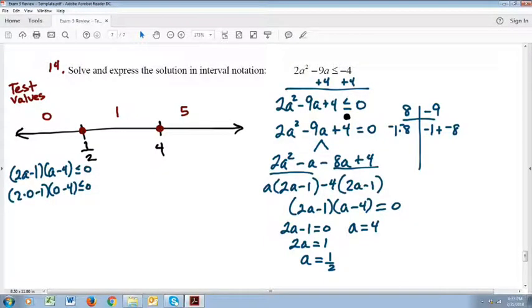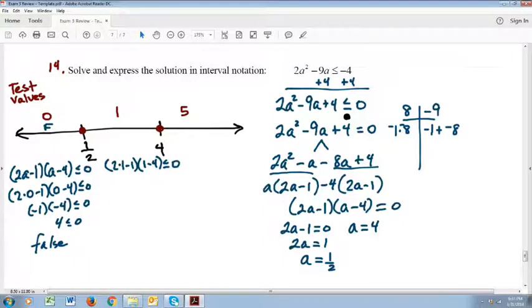Let's see, 2 times 0 minus 1, that's negative 1 times negative 4. And that's going to be 4, which is certainly not less than or equal to 0. So that's false, and so we will not shade there. Let's plug in 1. So we're going to get 1 times negative 3, which is negative 3. And that is less than or equal to 0, so that's true. And so we're going to shade that region, that interval. So the idea is if 1 worked, every other value will work.